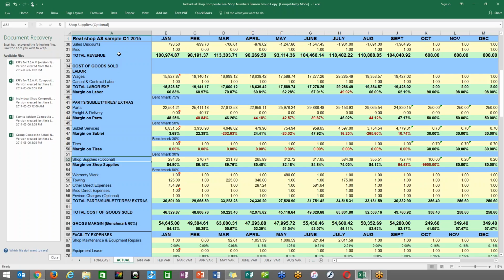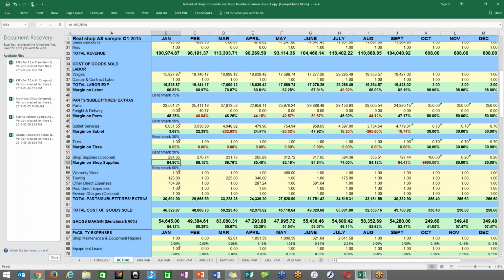I'd say that probably half the people that have been in a group for even up to a year, for example, will still show 100%. And I don't see that as a big issue. We're not talking about a lot of money anyway, but he is tracking it. So he spent $284.35 that particular month on shop supplies. So his gross profit on the shop supplies was 85. If you do track it, our benchmark is 80.